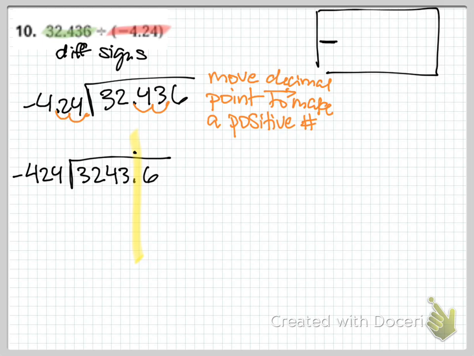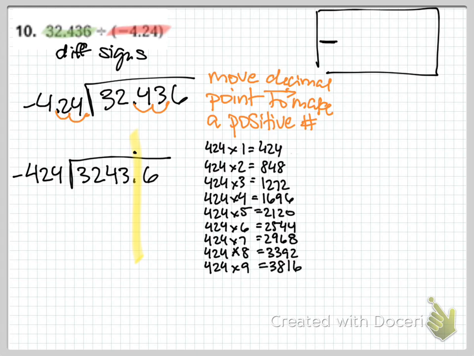And I think this would be a very good time to come up with my list of what I can multiply 424 by. Okay, I have my list to the side. As you can see, these numbers got pretty big, so this was really helpful for me to do so that I didn't have to do so much guessing.